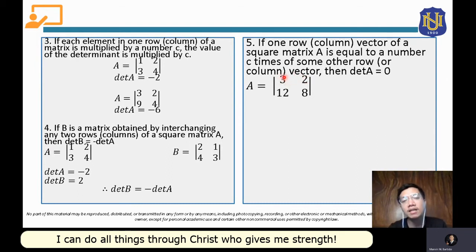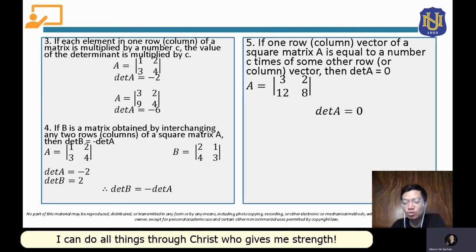And if you multiply row 1 by 4, that will be 12 and 8. So the second row is actually those elements, right? From here, we can apply this property: the second row is just the first row multiplied by C, wherein C is 4. So we can say that the determinant of A is just equal to 0.